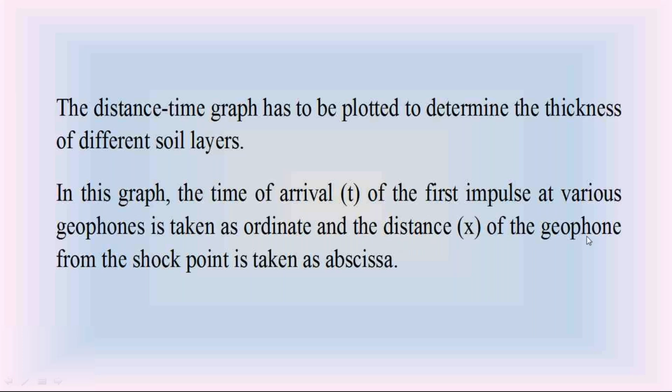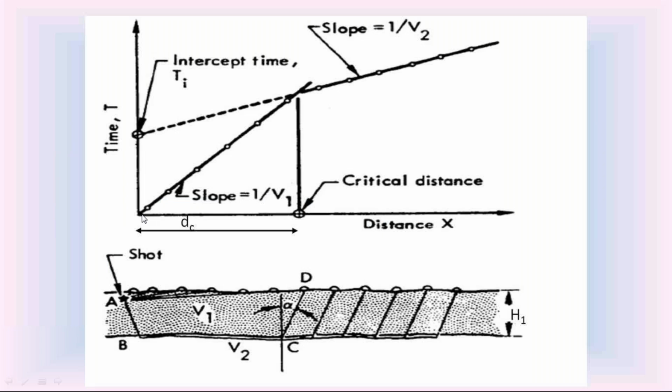We know the distance of the geophone from the source. We also know the time of arrival of the shock waves from the ground level to the geophones. By knowing those details, this is the distance of the geophone from the source. We consider the distance on the x-axis as abscissa. So we prepare a graph.